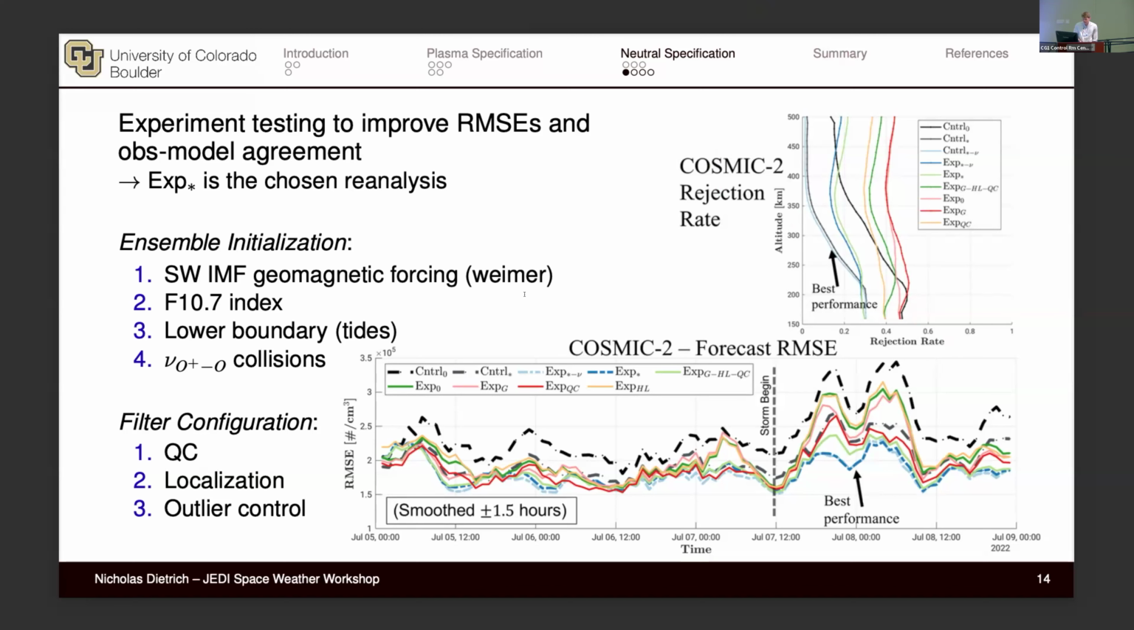And then I also want to note the filter configuration. We're doing quality control, localization, and outlier control tunings for all of this as well. If we're looking at the O-B RMSEs for the forecast plasma, this black and this gray are our two control runs that we're comparing against. With forecasts, we're getting the best performance in these light blue curves. You can really see during this peak storm time the improvement in the forecast plasma that we're getting. And so this is more of a verification.